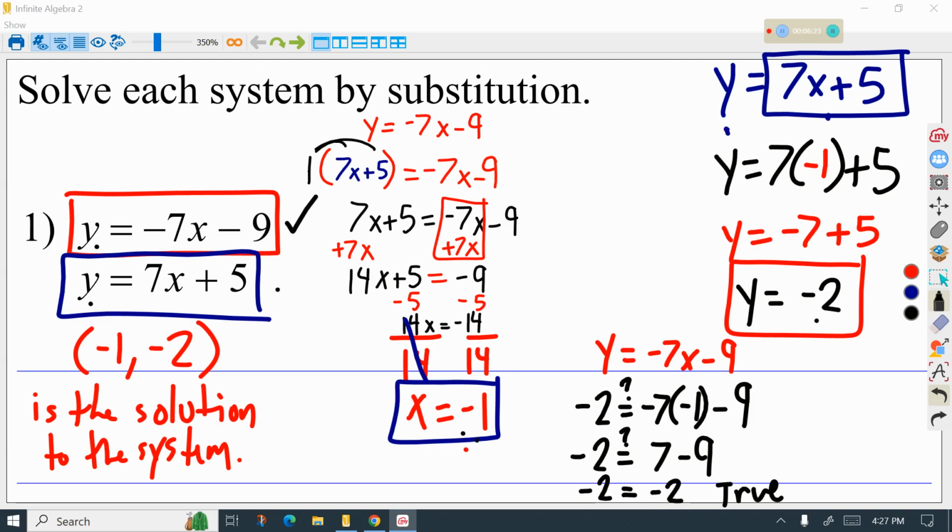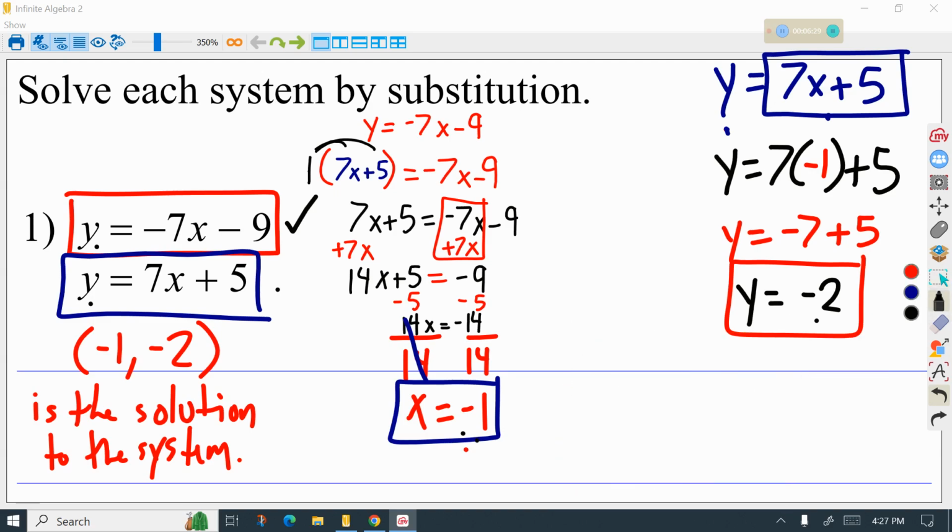Okay, we can go check to see if they make the blue equation true also. Okay, and to do that, is to copy the blue equation. Okay, we got y equals 7x plus 5. And you guys can do this in your head occasionally, right? Every now and then it's good to write it down, but sometimes the numbers will be so easy you can do it in your head.